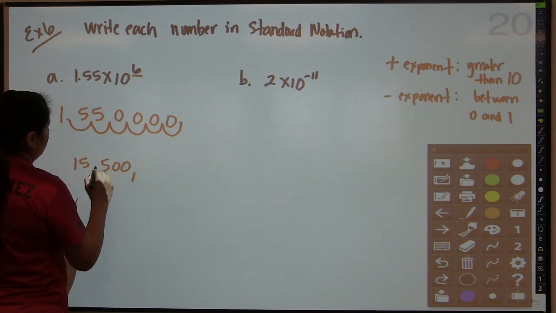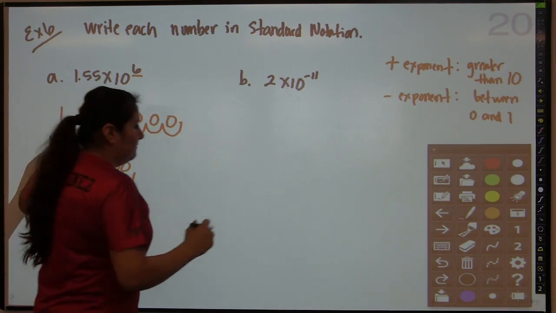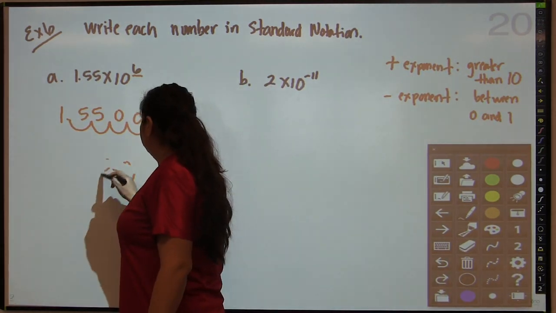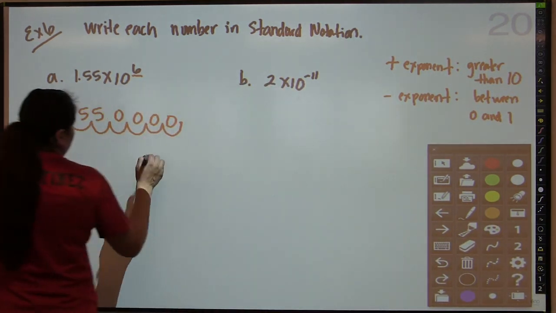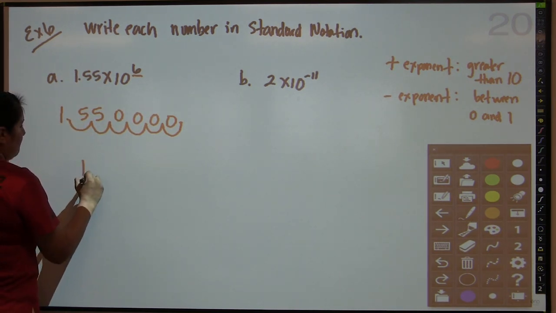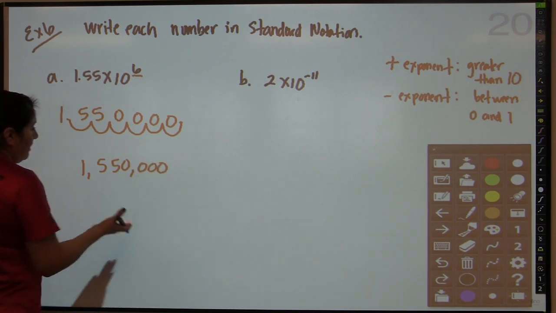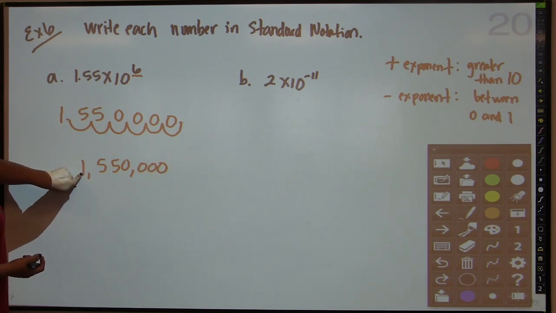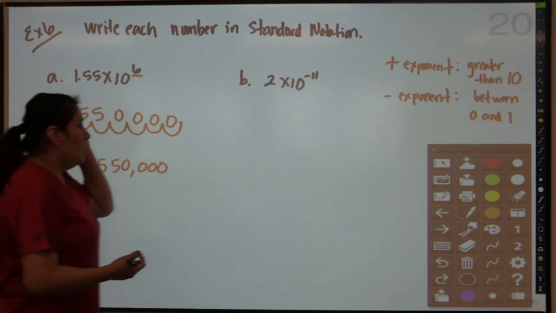15,500,000. Oh, not 500. Did I do that right? I lied. Let's get my eraser. It's not 15 million, it's 1 million. Counted too many zeros there. Okay, so you can see that 3 is thousands, this is million. So we're at 1,550,000. That's a very large number. So 1.55, small number. 1,550,000, large number. So a positive exponent means it's going to be a large number.